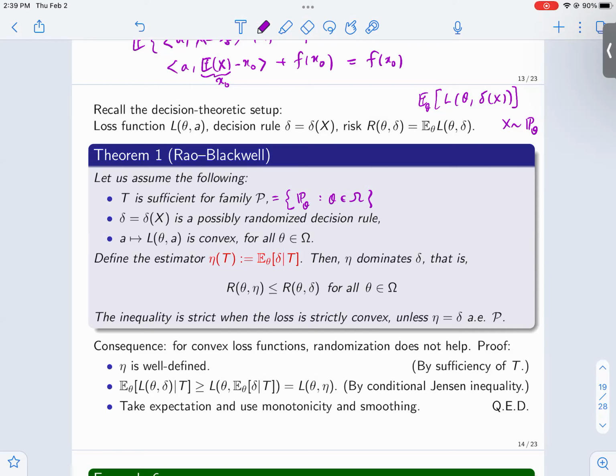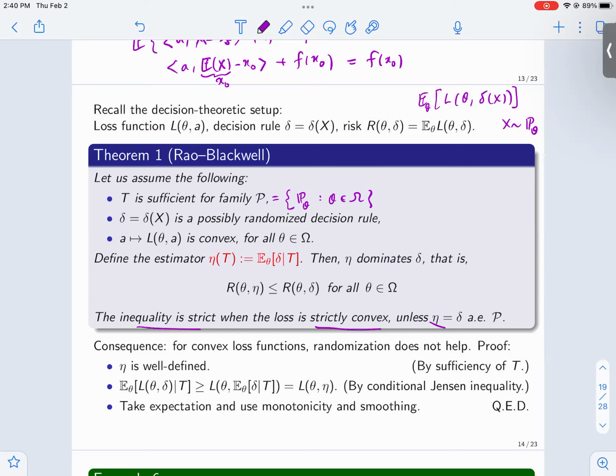This is sometimes called Rao-Blackwellization, basically conditioning on a sufficient statistic. You Rao-Blackwellize the decision rule. So what the theorem says is that if the loss is convex, the risk of this new estimator is always going to be as good as the risk of the original. By conditioning on a sufficient statistic, you construct a new estimator whose risk is as good as the original one. And if the loss is strictly convex, then the inequality would be strict.